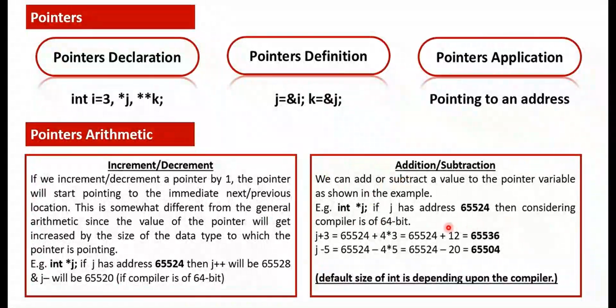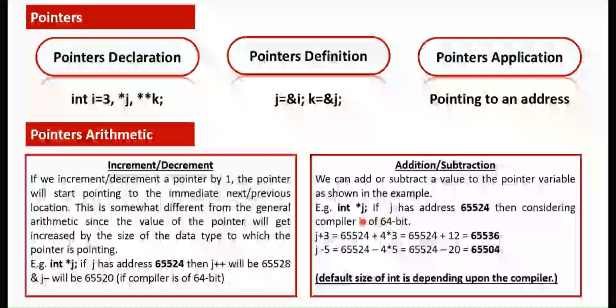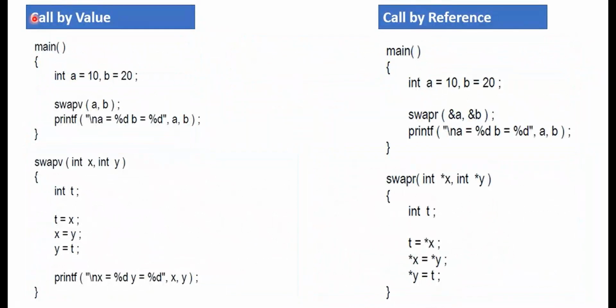Okay. So again, int pointer j, and j has address 65524. So considering the compiler is of 64-bit, j plus 3 will be equal to 65524 plus 4 multiplied by 3. Okay, that means 12 will be added to this address. Okay, 3 times the size of int. Similarly, j minus 5 will be 65524 minus 4 times 5. That means 65504. Okay, we have to keep in mind that the default size of the integer data type depends upon the compiler.